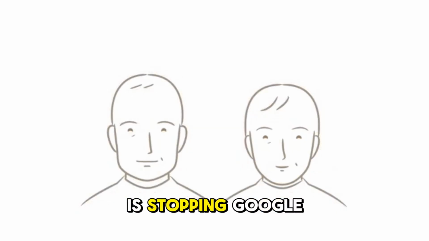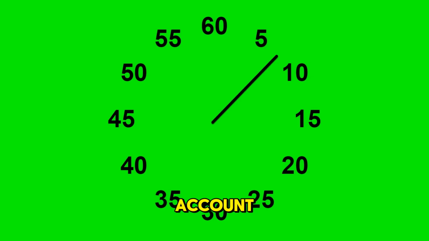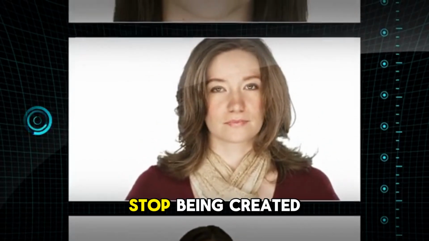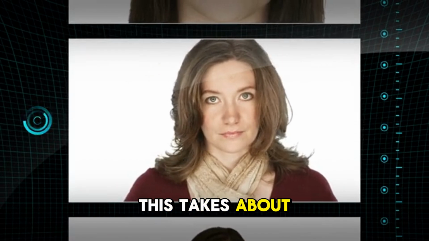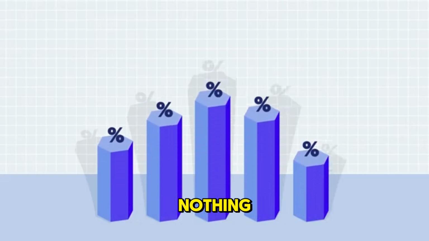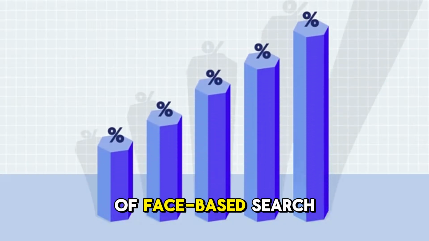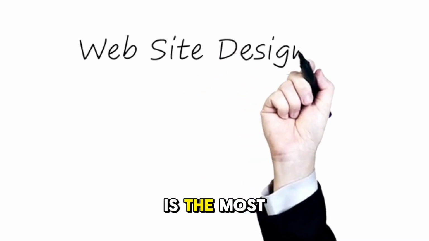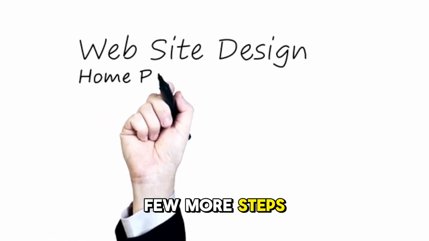What you're doing is stopping Google Photos from building and maintaining a facial database tied to your account. Existing groupings don't disappear immediately, but new ones stop being created. This takes about 30 seconds and costs you nothing except the convenience of face-based search, which most people use maybe twice a year. The second setting is the most impactful and takes a few more steps.